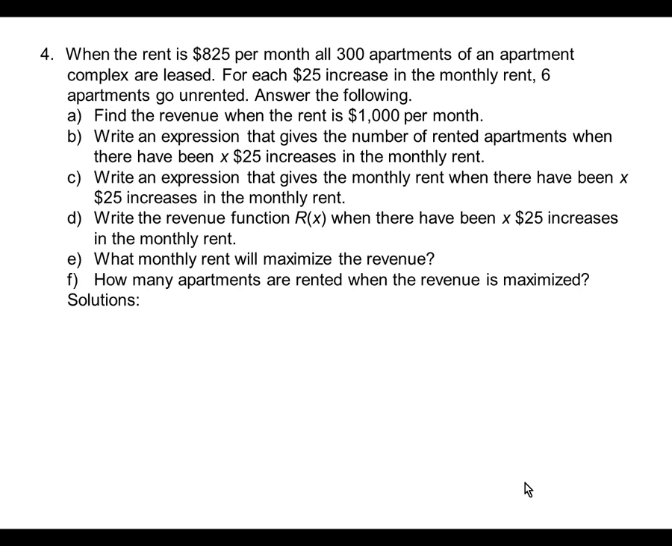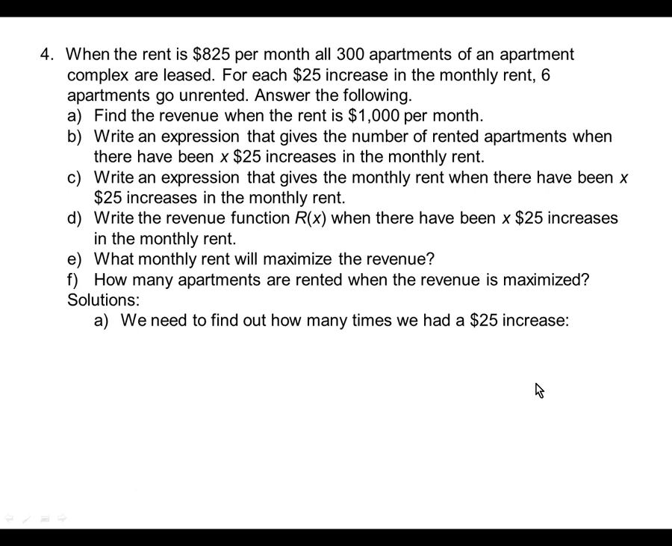Okay, so our solutions. Remember, the setup is you start off with a rent of $825 and you have all 300 rented. Then you're increasing the rent in $25 increments, and every time you have a $25 increase, you have 6 empty apartments. So question A, we need to find out how many times we had a $25 increase.